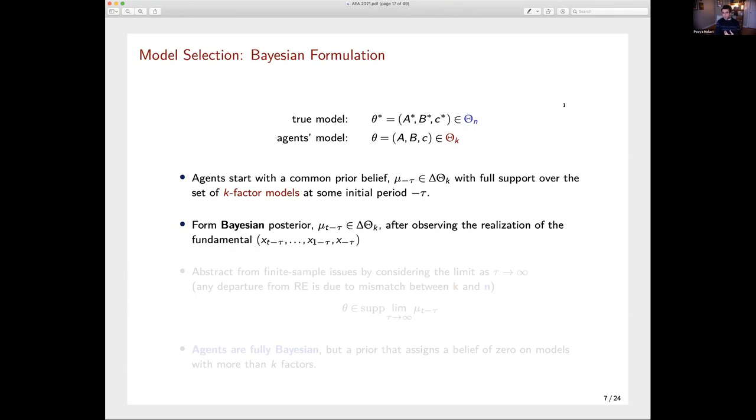Now the agent's belief at any point in time is going to be a function of their prior and the realization of the fundamental they've observed up to that time period. But in order to abstract from finite sample issues, we're going to consider the limit where the agents have had access to a large sample of the fundamental, and as a result, the effect of the prior has essentially died out, except for its support. Okay, so in the limit, the only thing that matters is the support of the prior. In particular, to be more specific, the agent's beliefs will concentrate on the set of k-factor models that best describe their observations, in the sense of minimizing Kullback-Leibler divergence.